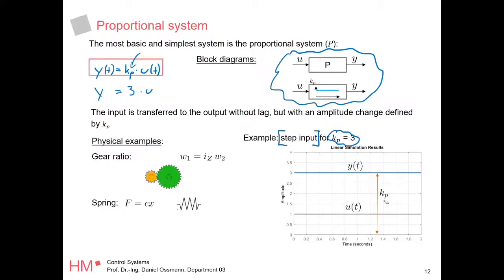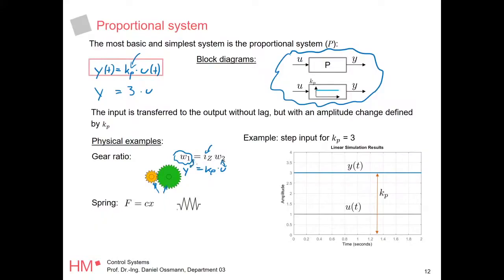Okay, let's talk about some physical examples. A gear ratio can be approximated with a proportional system. The rotation speed of the output is simply the ratio of the number of teeth times the speed on the input. This is a proportional system. There's no time delay there. A spring is a proportional system too. You could write y is Kp times u.